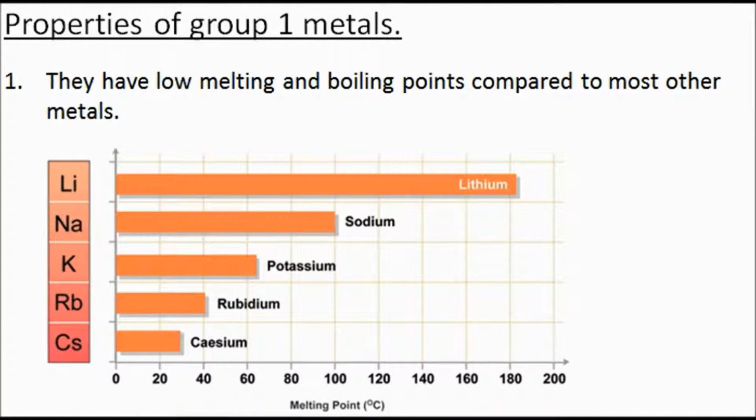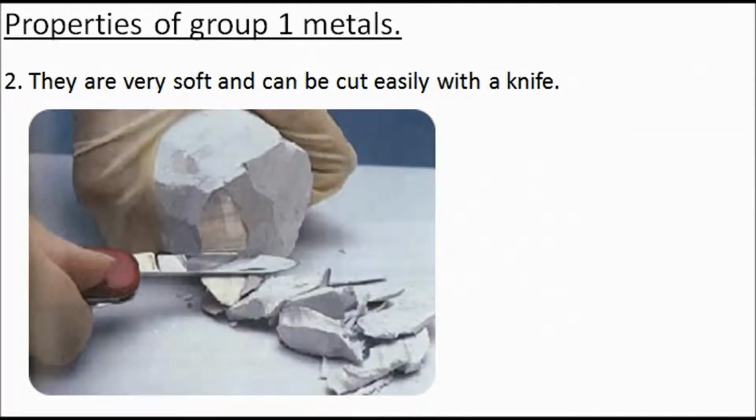So here you can see some properties of group 1 metals. They have a low melting point and a low boiling point compared to other metals, compared to the transition metals. Look at cesium here. It's got a melting point of about 30 degrees C. Really, really low melting point. Other properties, they're soft. You can cut them easily with a knife, unlike transition metals, which tend to be hard.